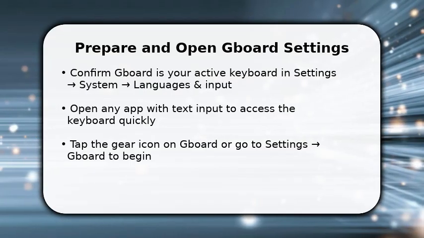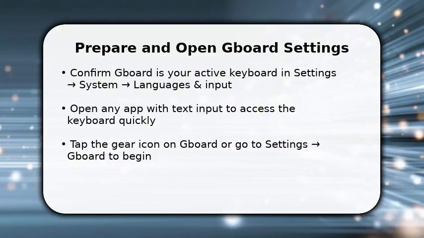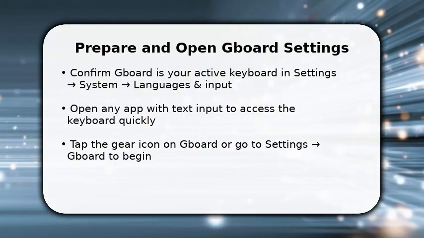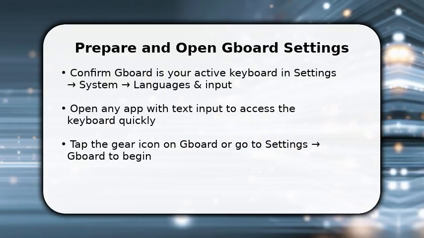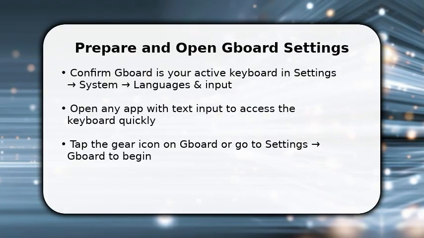You start by making sure Gboard is the active keyboard. This avoids changing system input later. Once confirmed, open a text field so you can see the keyboard and access its gear icon directly.